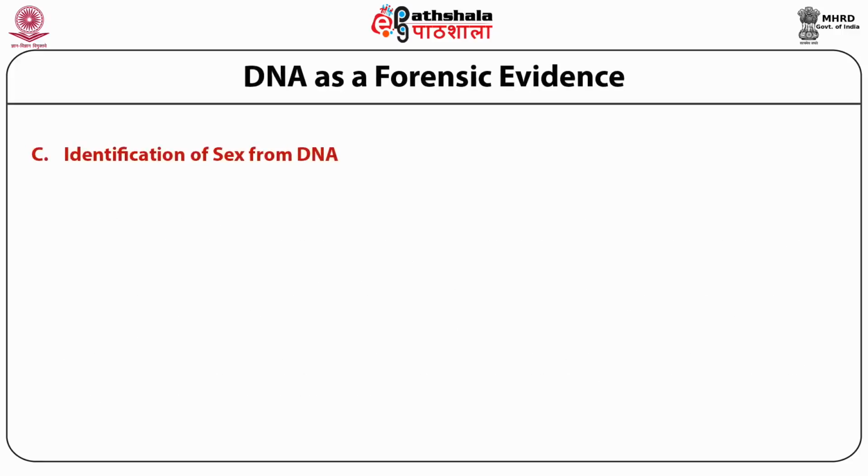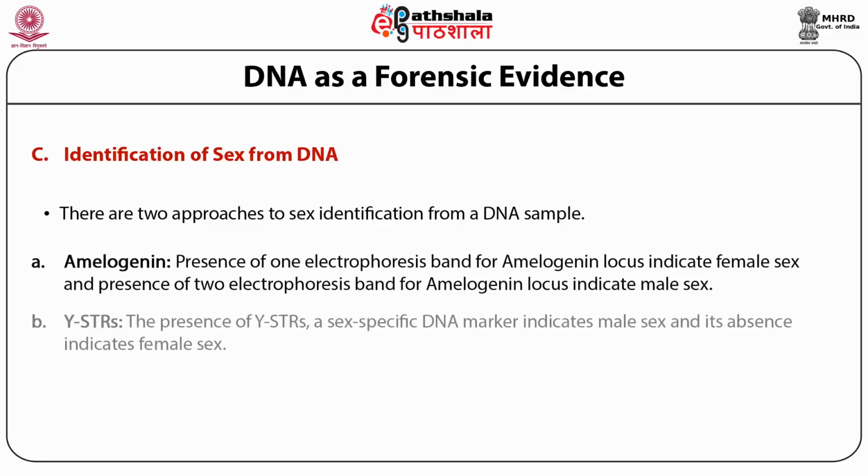Identification of sex from DNA. There are two approaches to sex identification from a DNA sample. First, amelogenin, and second, Y-STRs. First, let's discuss amelogenin. In the case of amelogenin, the presence of one electrophoresis band for the amelogenin locus indicates female sex, and the presence of two electrophoresis bands for the amelogenin locus indicates male sex. Whereas in the case of Y-STR, the presence of Y-STR, a sex-specific DNA marker, indicates male sex and its absence indicates female sex.